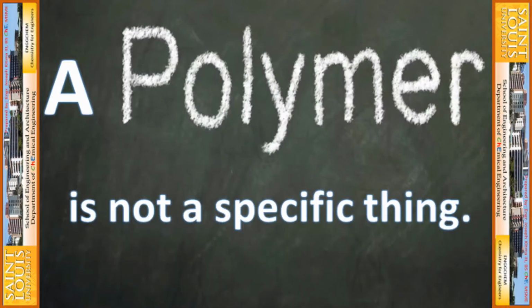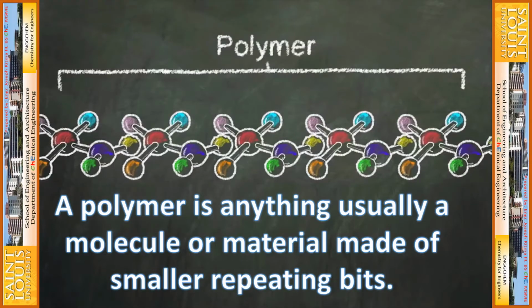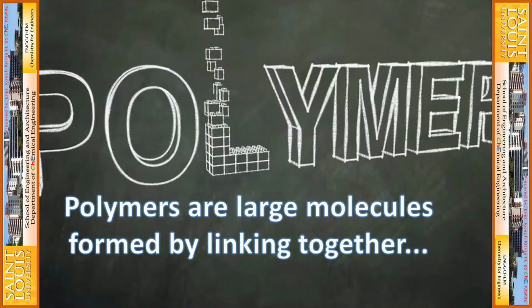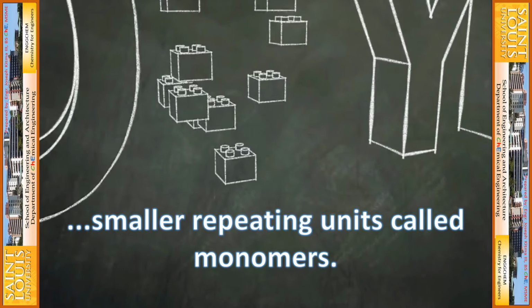A polymer is not a specific thing. A polymer is anything, usually a molecule or a material, made of smaller repeating bits. This repeating bit is called a monomer. Polymers are large molecules formed by linking together smaller repeating units called monomers.